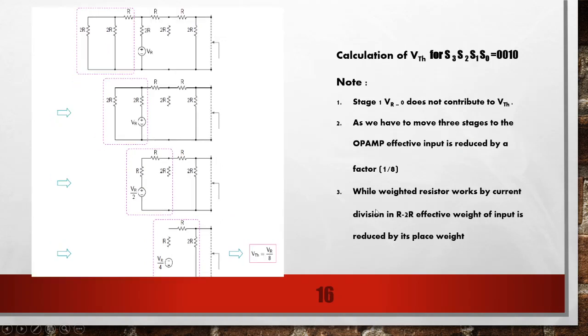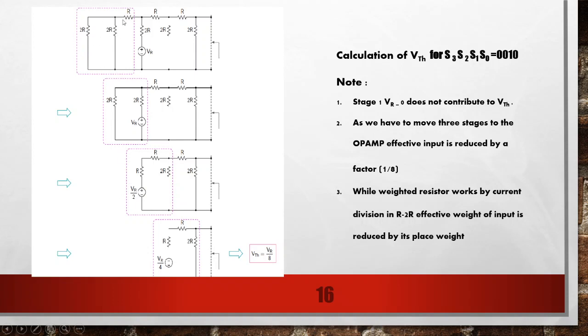Now say we look at a different combination. Say we made the second least significant bit 1, so it's 0, 0, 1, 0. That means the first one is 0 and the other ones are also 0. So the first input is 0. It just contributes an equivalent Thevenin resistance of R.